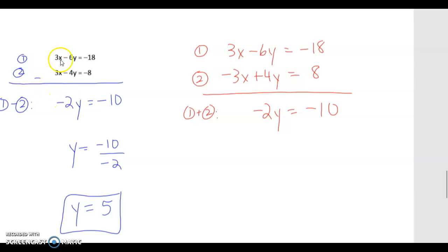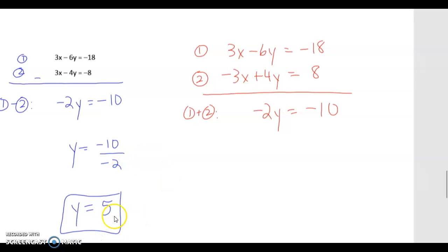So I'm going to go back to my x's. They're the same. They're both 3. Now, if I were to add 3x and 3x, I wouldn't eliminate, but if I subtract my equations, 3x minus 3x gives me 0. Only this time we are subtracting when we move down, so we want to be really careful. Negative 6y minus negative 4y becomes negative 6y plus 4y. That gives me negative 2y. Negative 18 minus negative 8, that's negative 18 plus 8, which gives me negative 10. So when I subtract my equations, I'm left with negative 2y equals negative 10. Divide both sides by negative 2, and I'm left with 5.